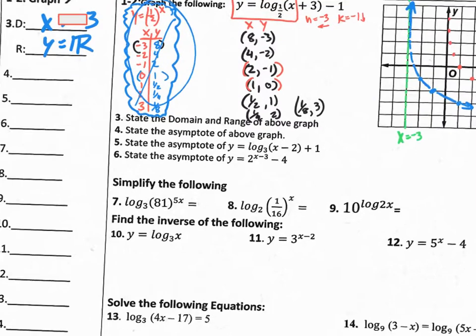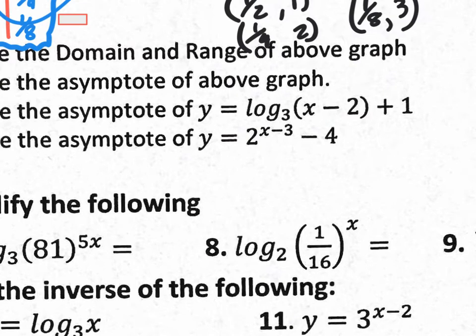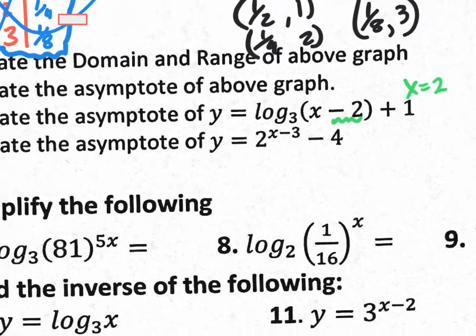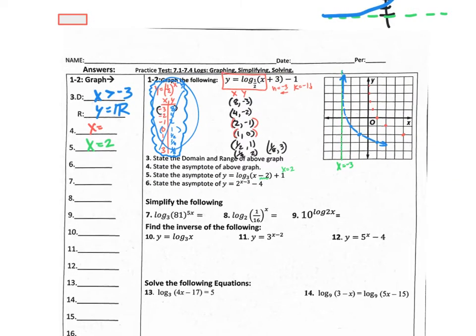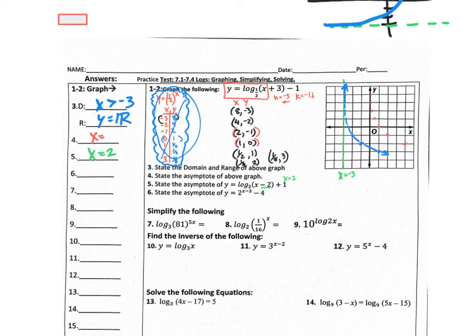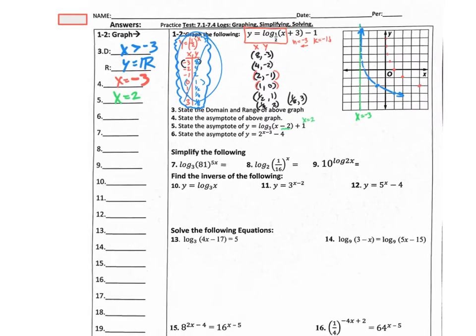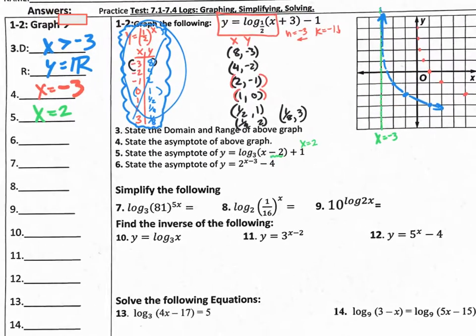So on number 5, what would your asymptote of that logarithmic function be? The asymptote is, we have to say x equals 2, because that'll produce the vertical line crossing the x-axis at 2. So number 5, the asymptote of that is x equals 2. The asymptote for the above graph, I skipped number 3. The asymptote for the above graph was x equals, what was it? Negative 3. So that's the first part of the test.